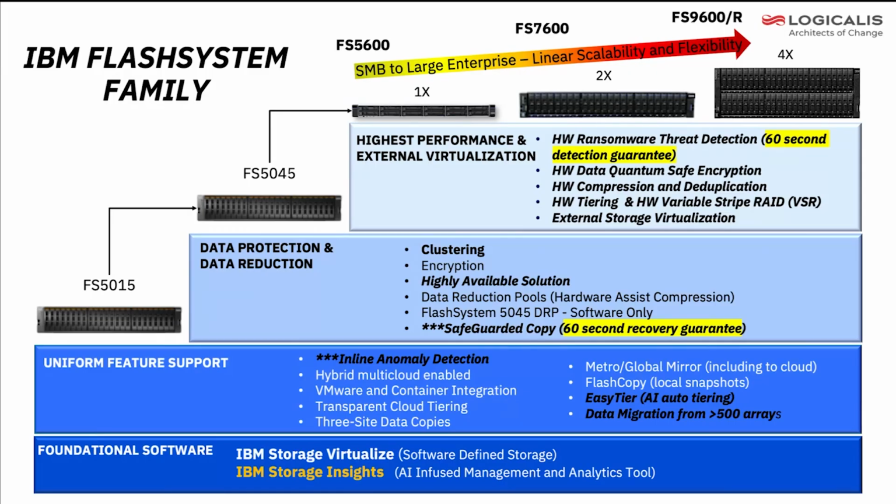That also comes with a ton of common features. You get uniform features across the whole family, things like inline anomaly detection, which helps you detect ransomware, things like global mirroring and snapshotting capabilities, and AI-driven data tiering. All of these things are coming on all of our boxes.